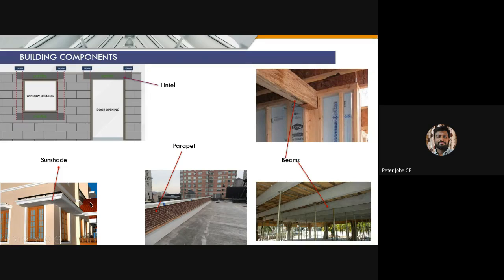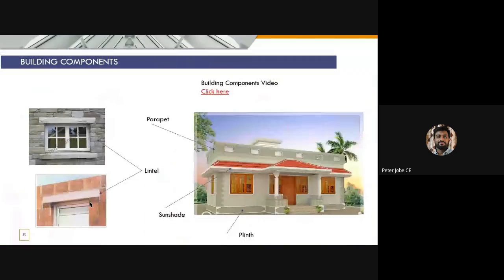So these are the components of a building that we have discussed, and we have one more figure for a much better explanation. In this, you can see the lintels are placed in a window. The lintel is placed at the top and bottom of the window opening, and for a door opening, it will be placed above the door opening.